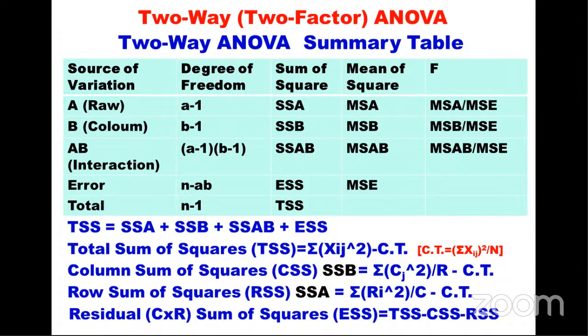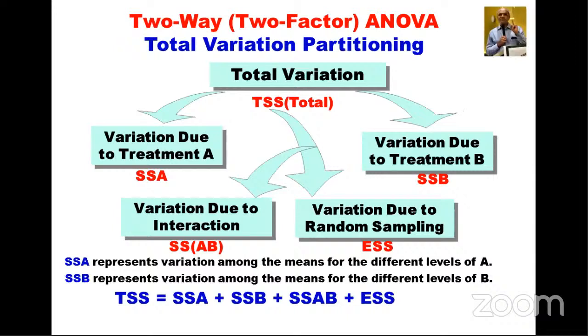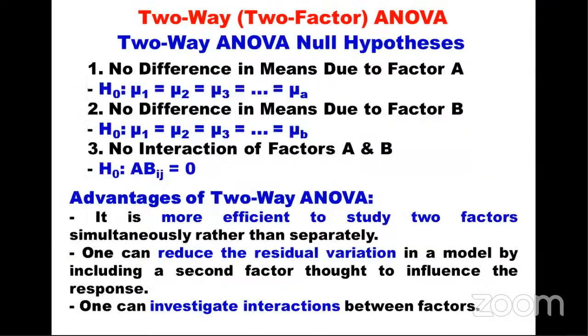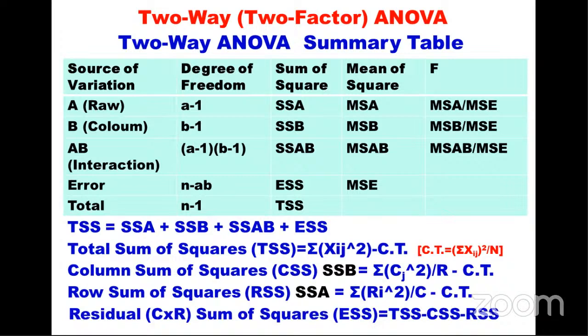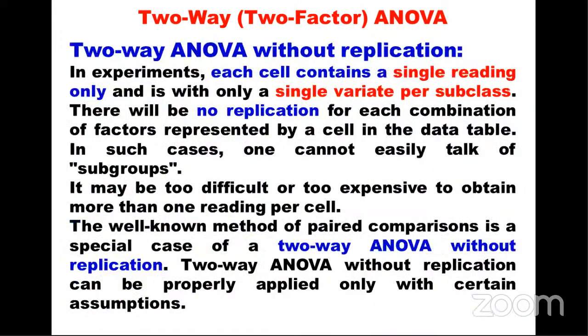And if we have any four values, we can calculate the fifth. If ESS is not with us and we have TSS, SSA, SSB, SSAB, then we can calculate ESS. No need to go with those laborious calculations.